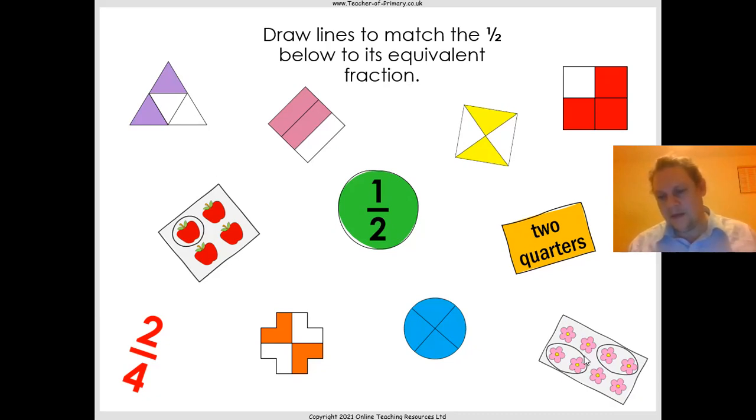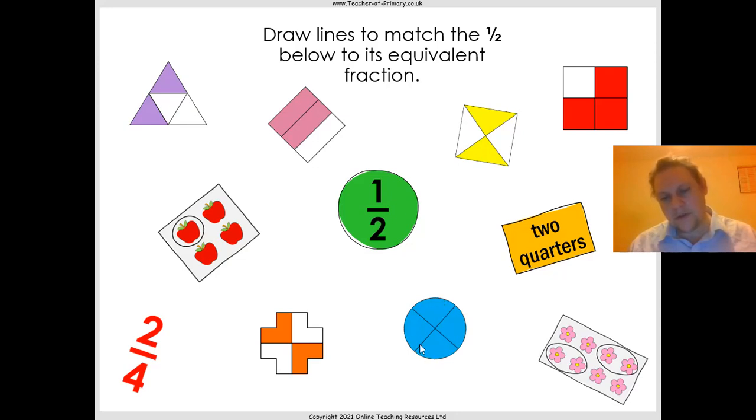And then what about this one? We've got 2 groups circled. Have we got 4 equal groups? Well, they've all got 2. Yes, we've got 4 equal groups. 2 of them are circled. We've got 2/4. We know 2/4 is exactly the same as a half, so that's one of the ones we're looking for. What about this one?